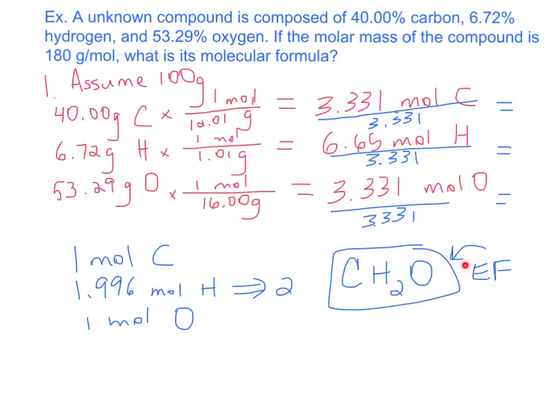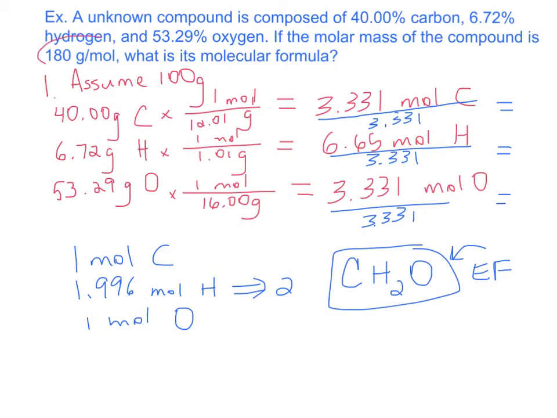But because it's our simplest ratio, it's our empirical formula, we can't say that our molecular formula is necessarily CH2O. It could be, but it could also be C2H4O2. It could be C3H6O3. There's many options here. So that's our empirical formula, but we need to figure out now our molecular formula. How we're going to do that is we're going to take the molar mass of the compound and divide it by the empirical mass.